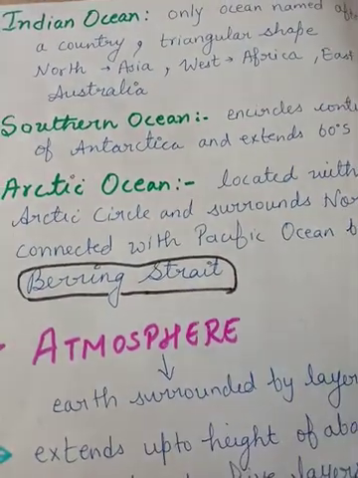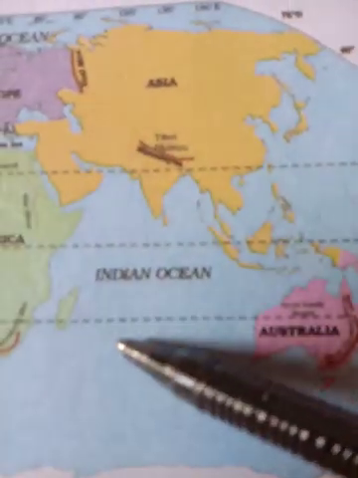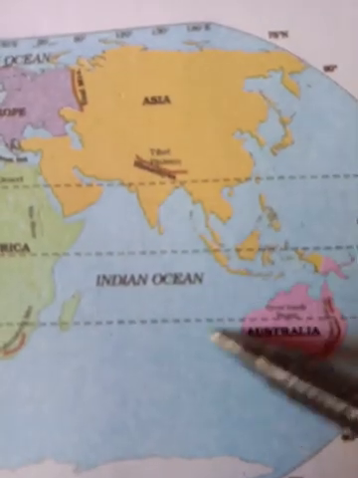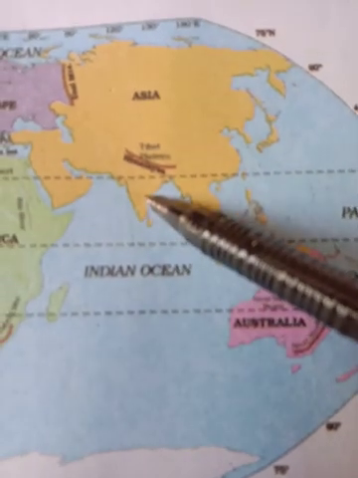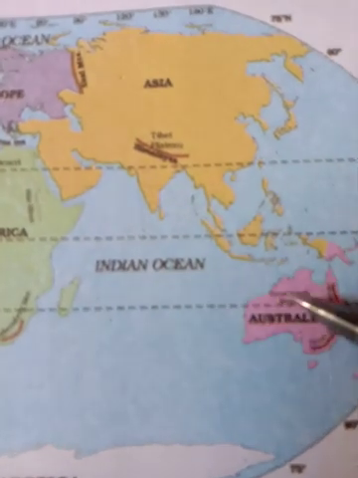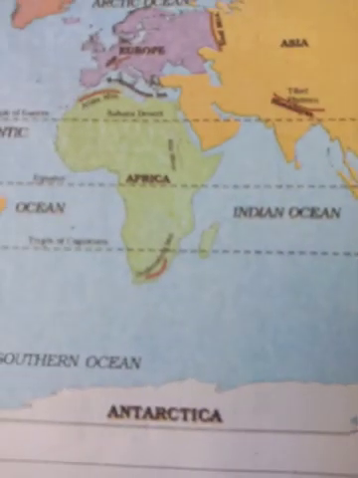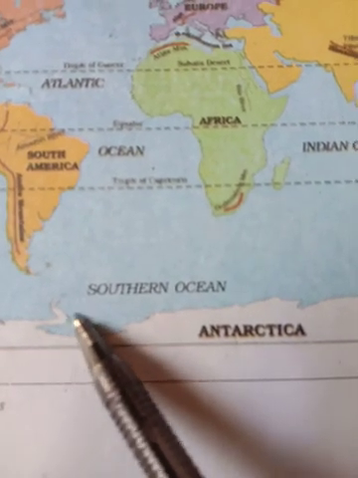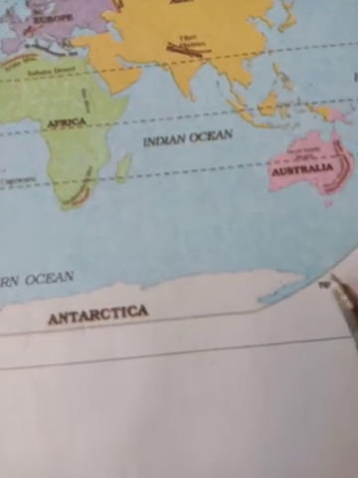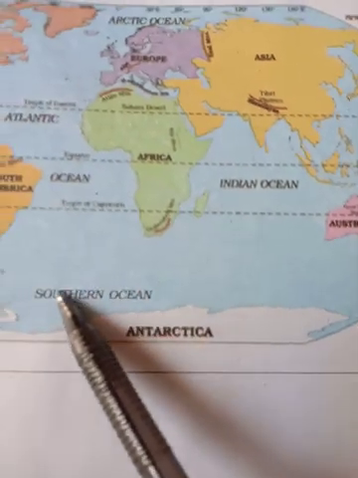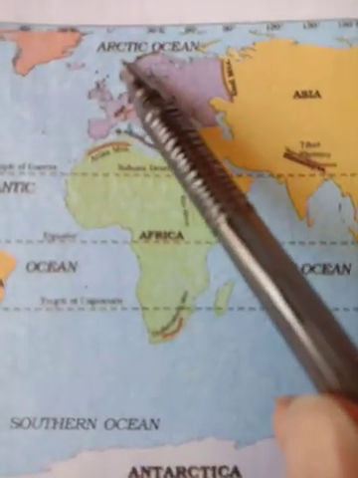So now let us look at where these three oceans are. See in your book, it is given the Indian Ocean, almost triangular in shape. See, Asia is in the north, in the west is the African continent, in the east is Australia, and the Southern Ocean. See, this is the Southern Ocean. It encircles, means it is around Antarctica, and it extends up to 60 degrees south. Okay, this is the Southern Ocean. The last one was the Arctic Ocean.